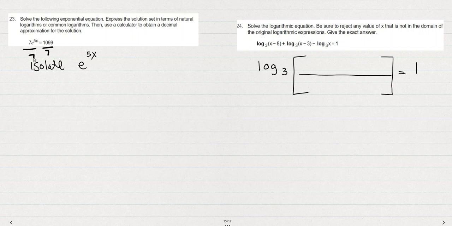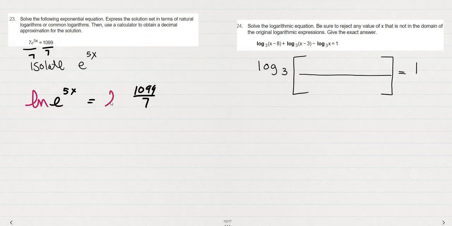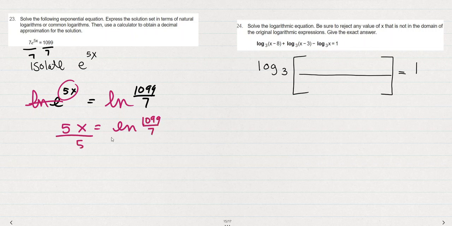Number 23, we'll divide both sides by 7 to start with. And then we have e to the 5x equals 1099 divided by 7. Don't divide that, leave it exact, because what we'll do to get that 5x down is throw a log at it. So that 5x falls down, the natural log of e is just 1, so 5x is equal to the natural log of 1099 divided by 7, and then divide both sides by 5.